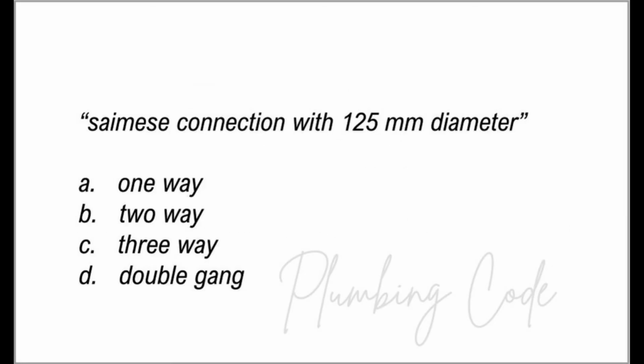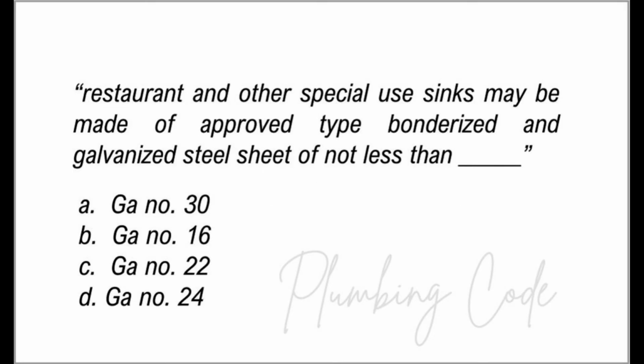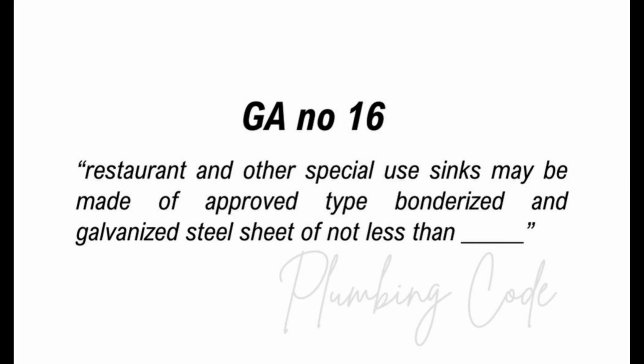Siamese connection with 125 millimeters diameter. One-way. Two-way. Three-way. Double gang. The answer? Three-way. Restaurant and other special use sinks may be made of approved type bonderized and galvanized steel sheet of not less than what? Gauge number 30. Gauge number 16. Gauge number 22. Gauge number 24. The answer? Gauge number 16.